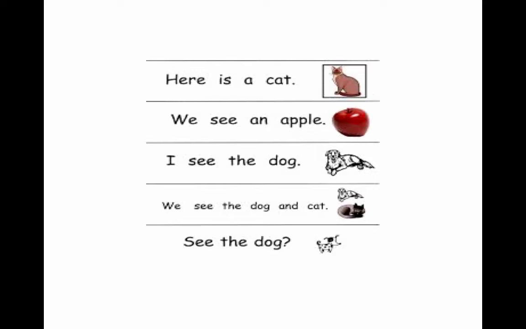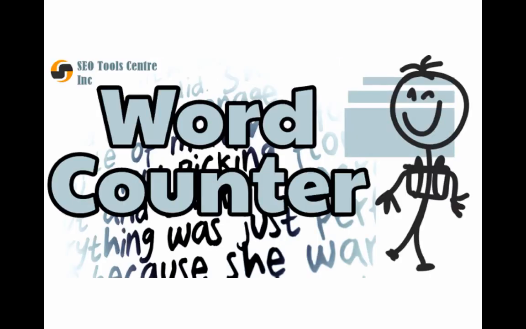Now, here's an example from a kindergartner's homework. Think back to when you were in elementary school and you were reading your kindergarten and first grade books. And it's very simple. Here's a cat. We see an apple. I see a dog. We see the dog and the cat, see the dog. And I say this because if we were to actually go back and communicate in that way in terms of business writing, it is better.